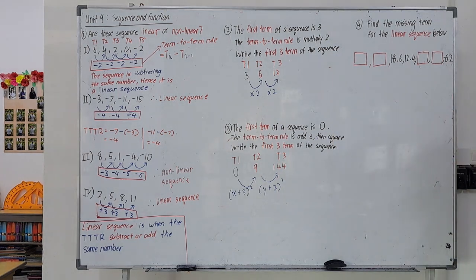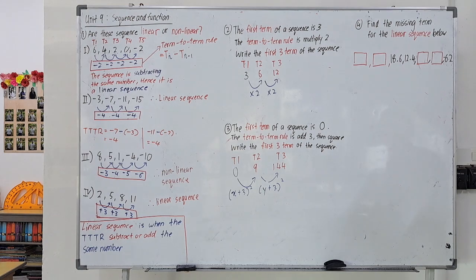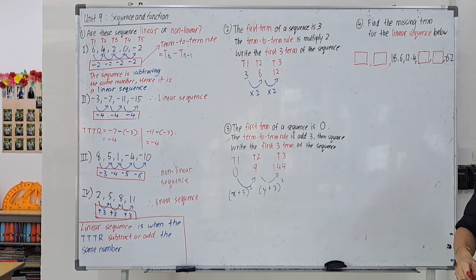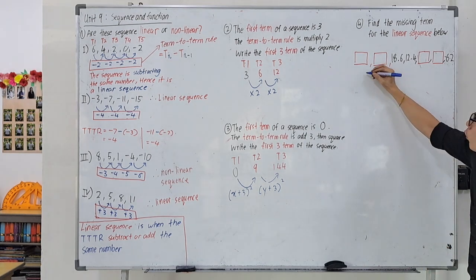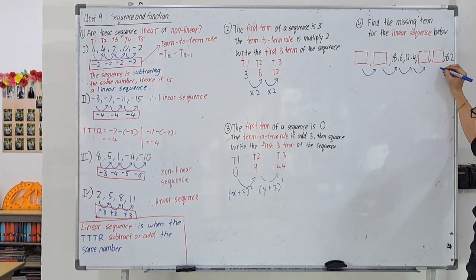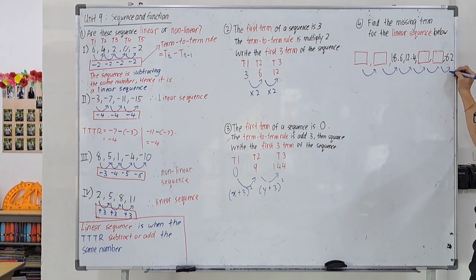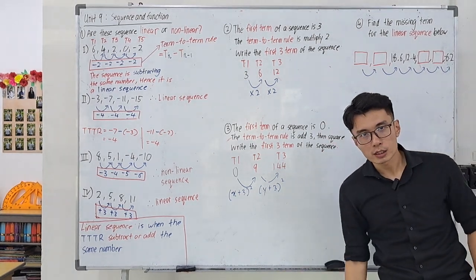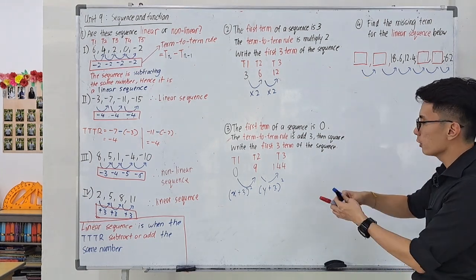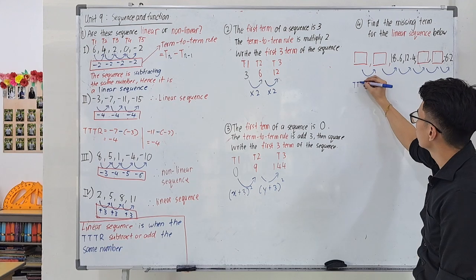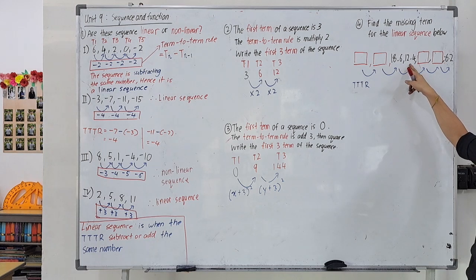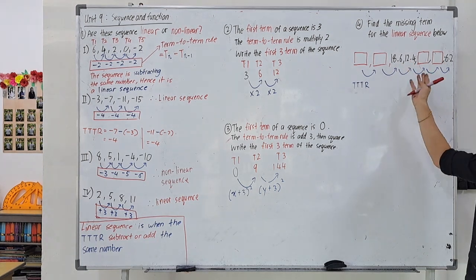Now let's look through the last example over here. So I asked you to find the missing term for the linear sequence below. Now I have highlighted linear sequence over here, and that is actually the keyword. So what do I know? Every number over here is either adding or subtracting the same number. So how do I solve this? The first thing, I will find the term-to-term rule first.